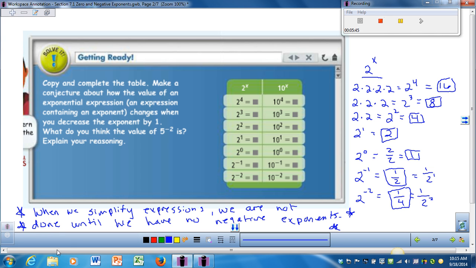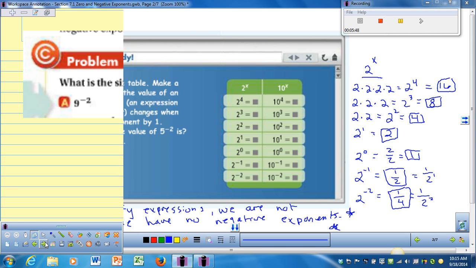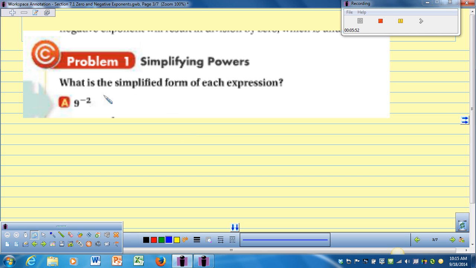All right, so let's try some examples. What is the simplified form of each expression? We have 9 to the negative 2. Well, what does that negative exponent mean?